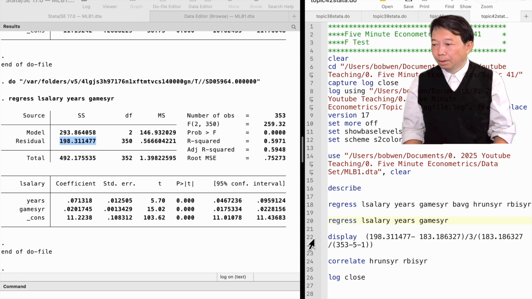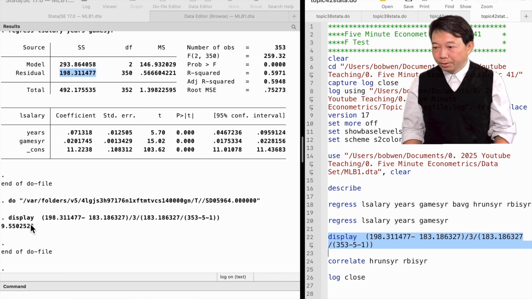In our case, the F statistic can be calculated as follows. The sum of squared residuals from the restricted model is 198. The sum of squared residuals from the unrestricted model is 183. The numerator degrees of freedom are 3. The denominator degrees of freedom are 347. The F statistic equals 9.55.